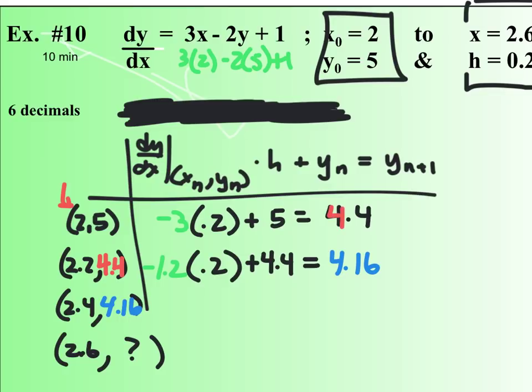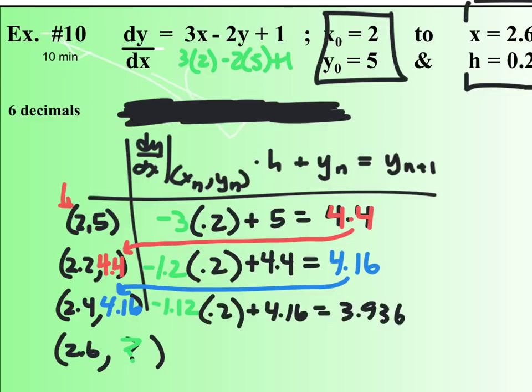I want to make a point here and coordinate these colors to show you that this just becomes the next y value that we use in this method. Okay, so we have one more calculation to do, and then we'll have our answer here. Let's find out what that value would be by going through the process yet again. All right, so I do this one more time.